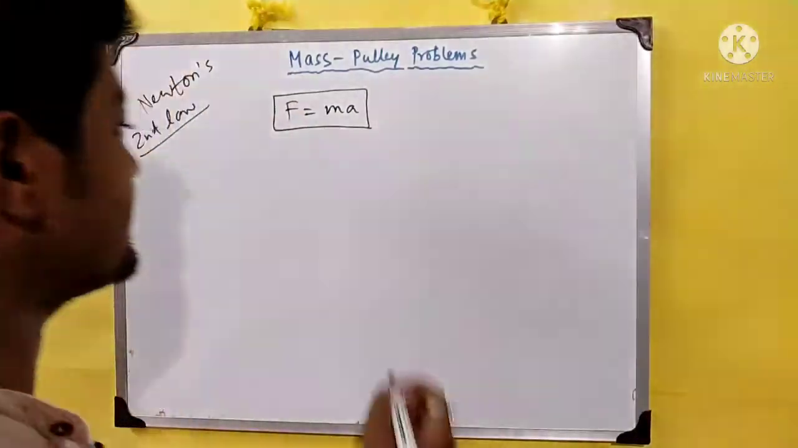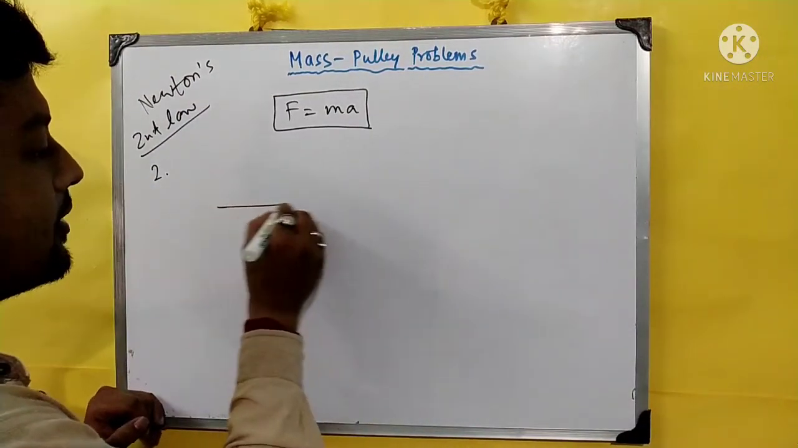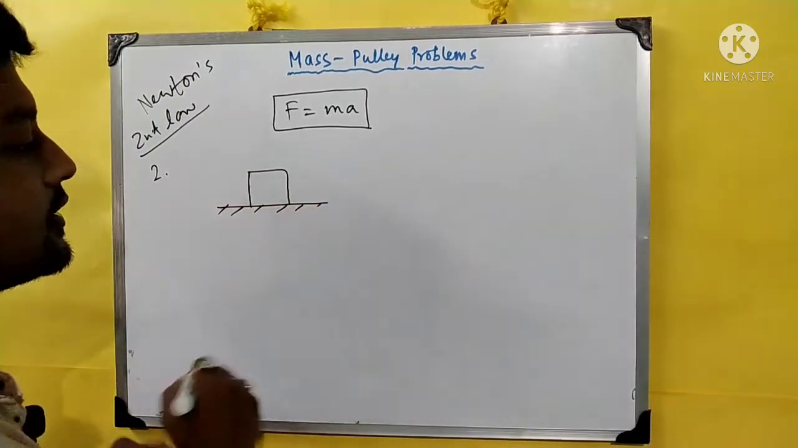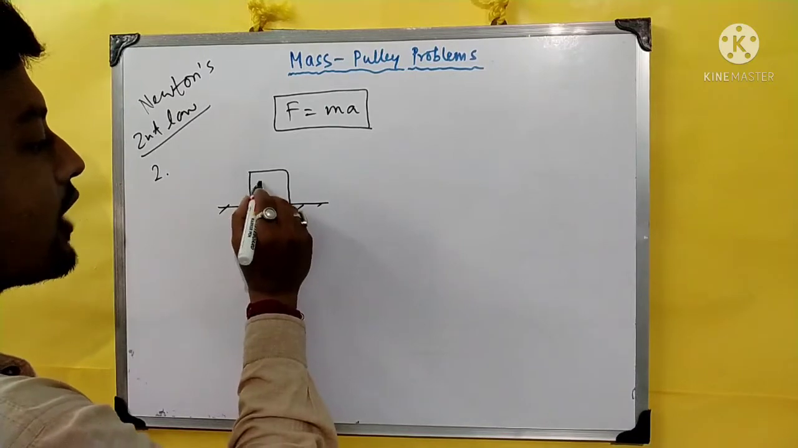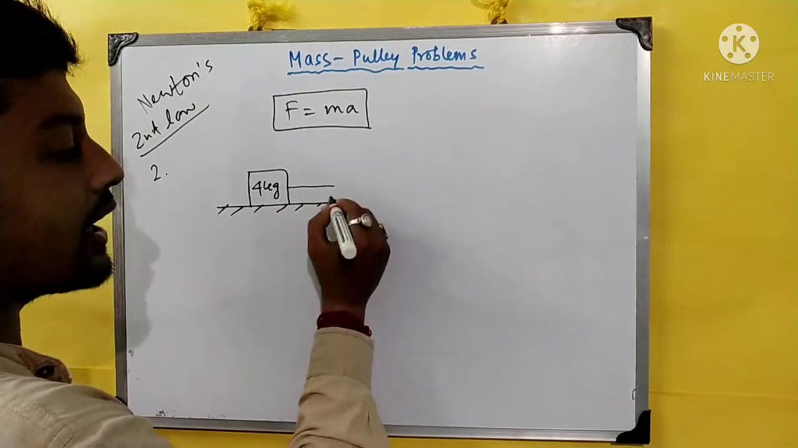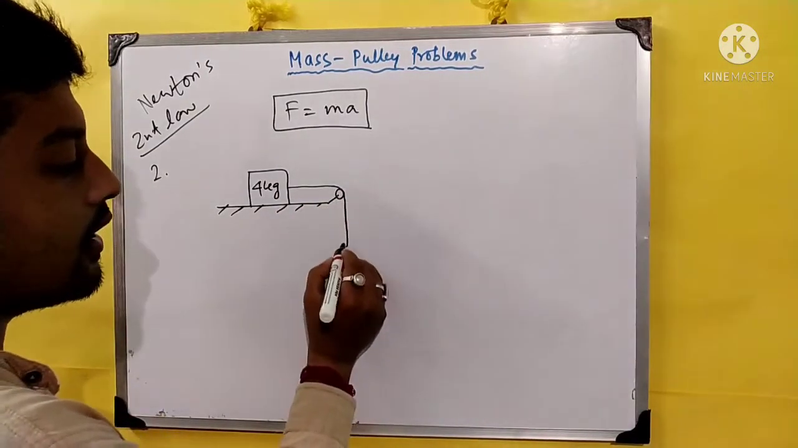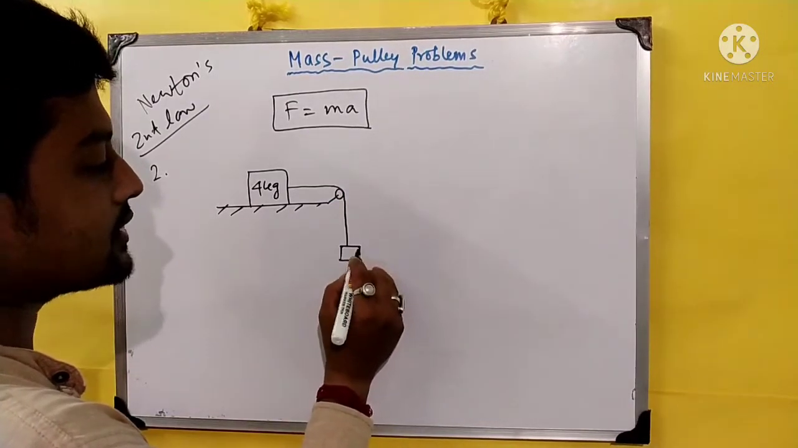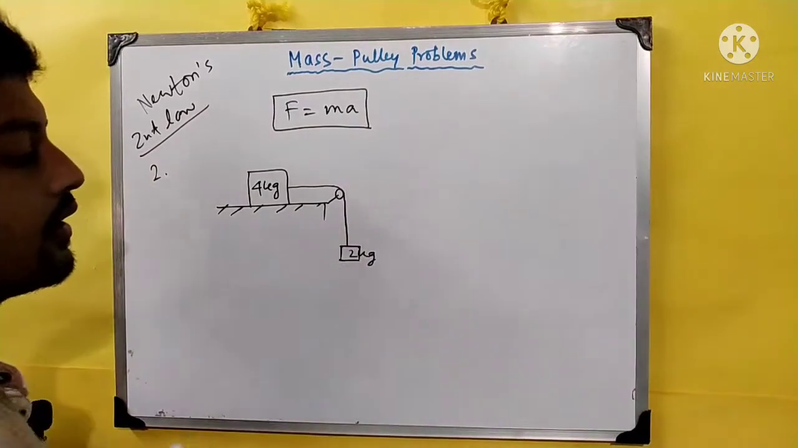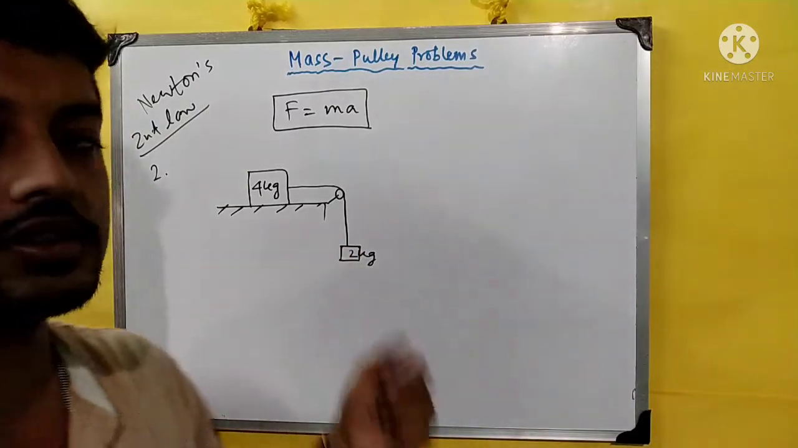So let's consider this second problem. There is a table on which a mass is placed. Suppose this is a 4 kg mass placed on a table, tied with a string, and a pulley is fixed at the corner of the table, and from this pulley another mass of 2 kg is hung. Now you have to calculate the tension force and the acceleration for this mass and pulley system.